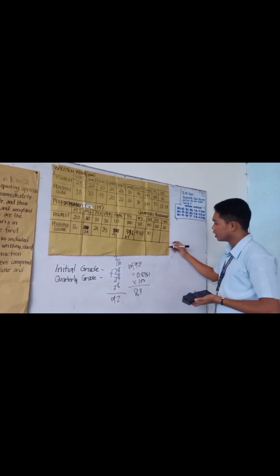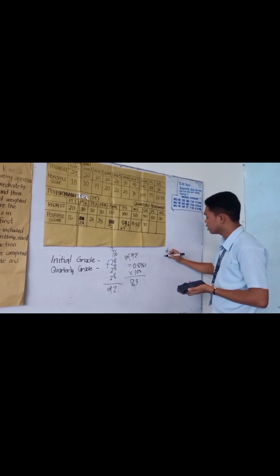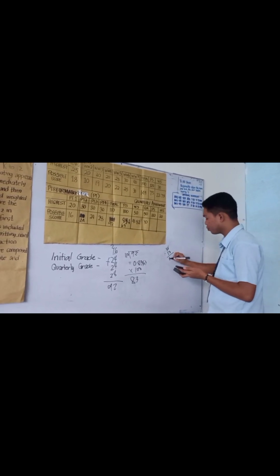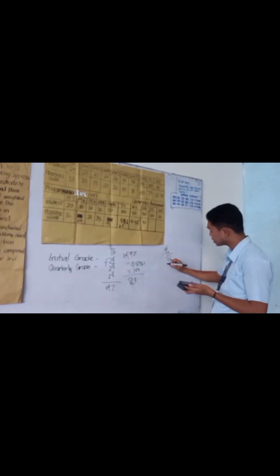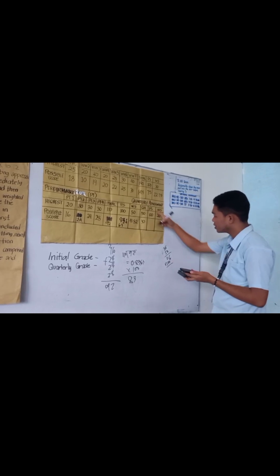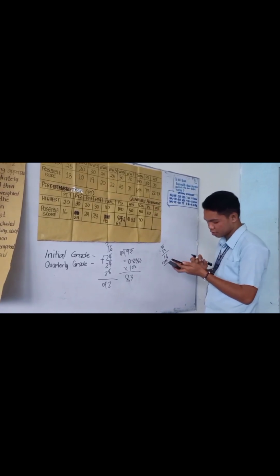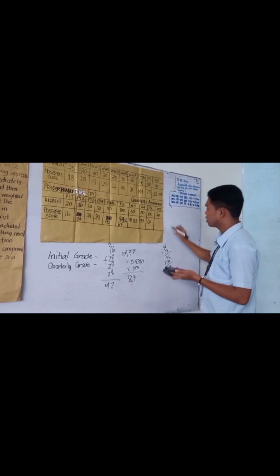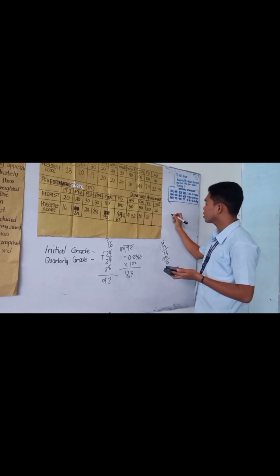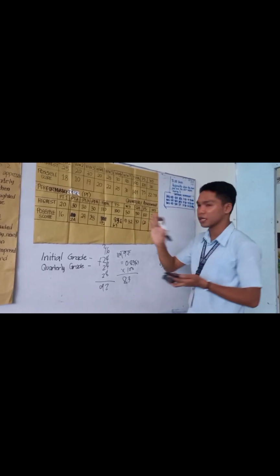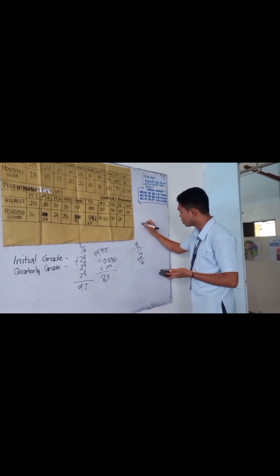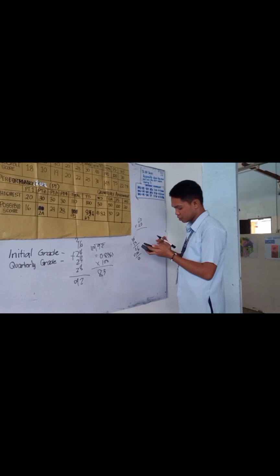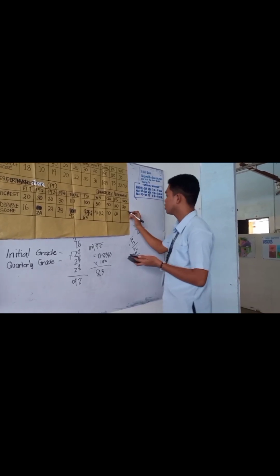So let's proceed to the quarterly assessment. So let's get the 30 divided by 50. 30 divided by 50 is 0.6. 0.6 times 100% of the percentage score is 60. So let's put 60 here. So let's proceed to the weighted score. So 60 times 0.20 is 12. So 12.